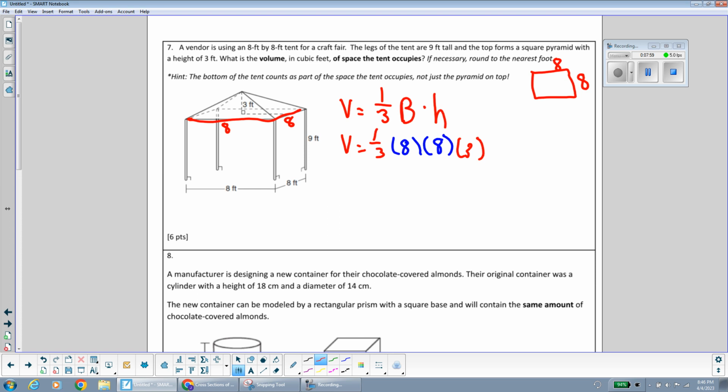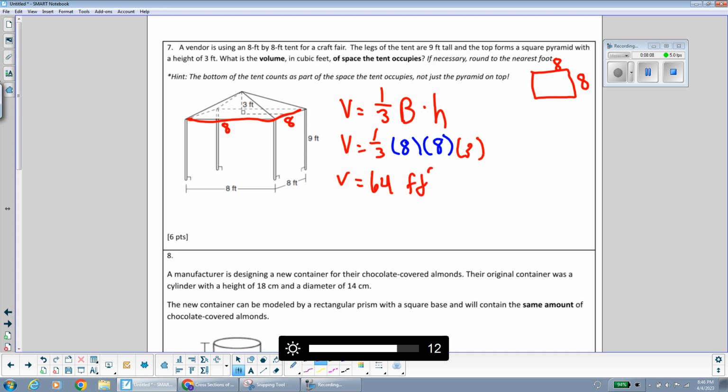8, 8, 3, and I got 64 cubic feet. Then the bottom also occupies space. There was a hint that said that over here. That hint was there to be nice. On the Regents exam, there was no hint given for this question.